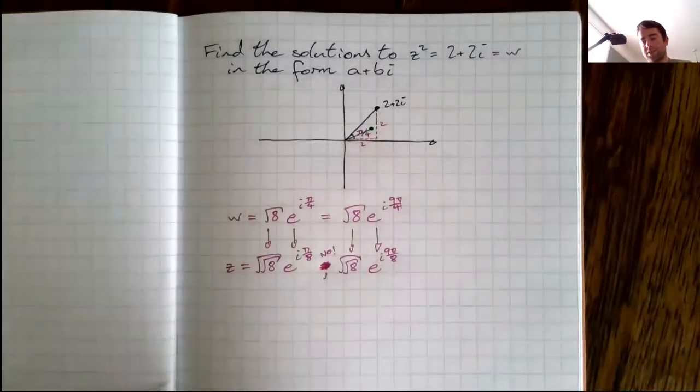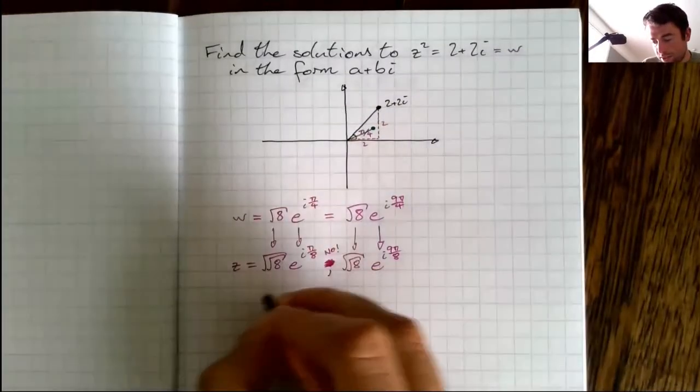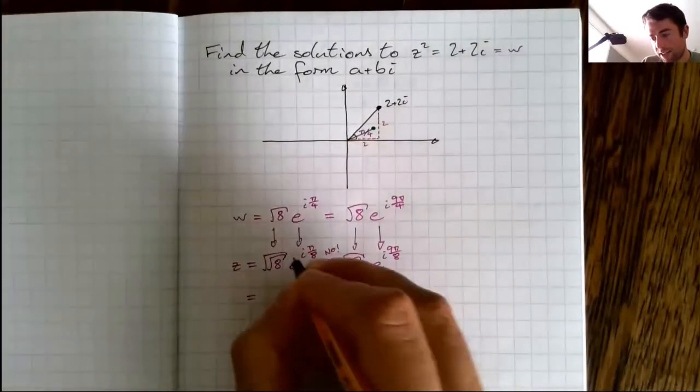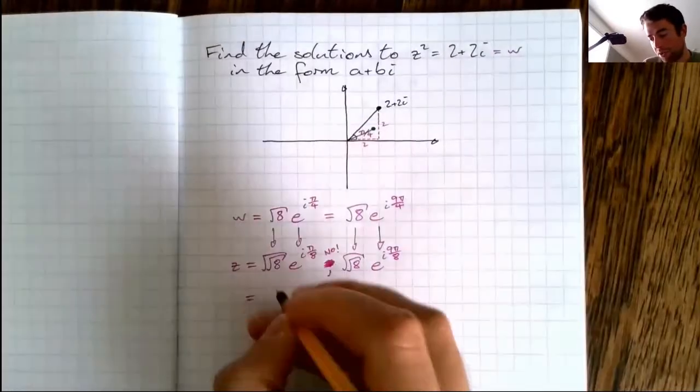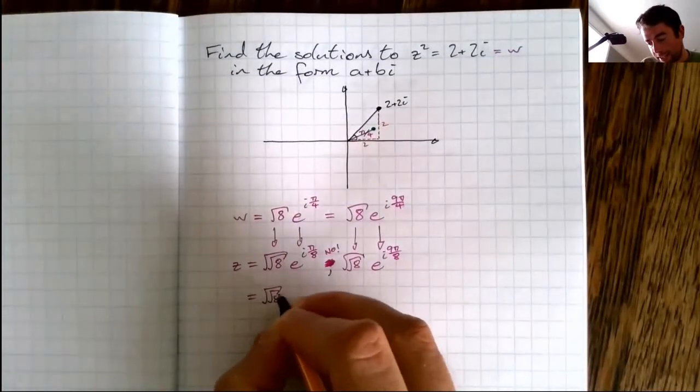This question asked for this form. So let's write these in a plus bi form, in the Cartesian form. And we can plug it into our calculator.